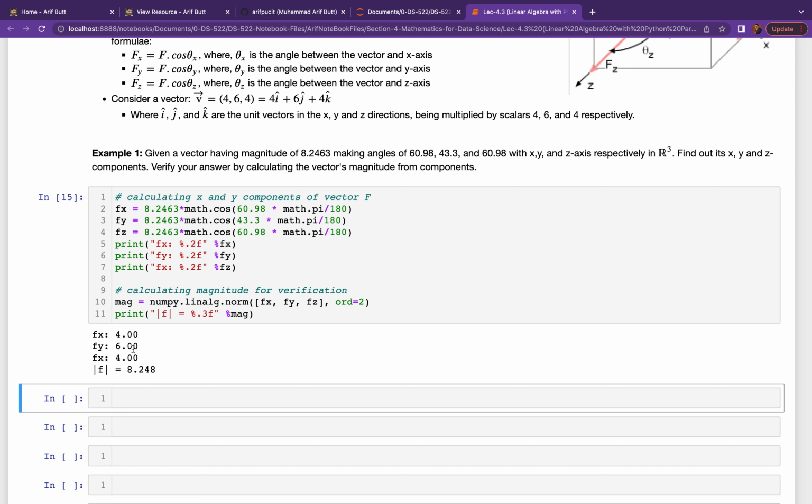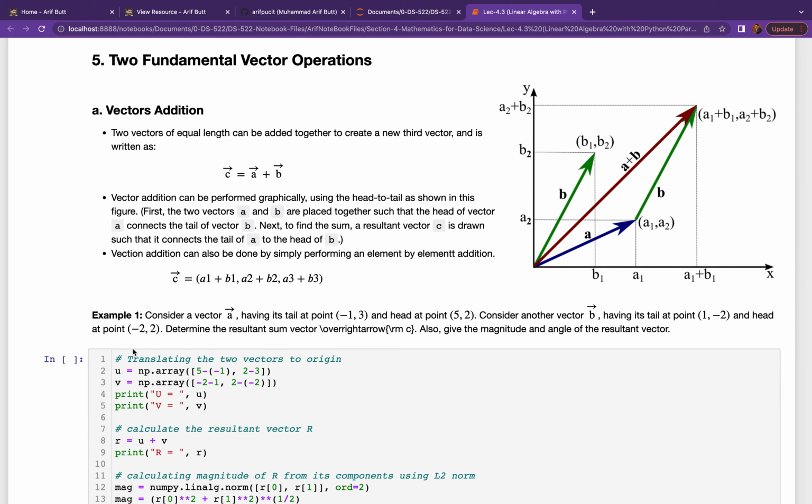For the timing, let me move ahead and talk about two fundamental vector operations that are addition and scaling. And let's talk about the vector addition first. My dear students, two vectors of equal length can be added together to create a new vector. And this can be done graphically as shown in this figure over here using the head to tail rule.